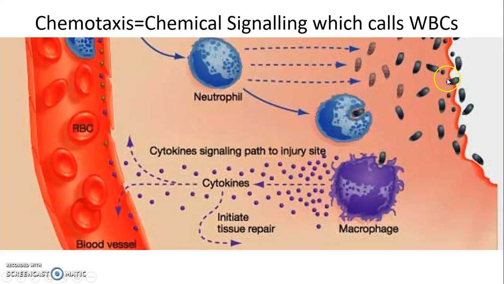Notice over here there's a wound and bacteria have entered. That's why they're in trouble. And the neutrophils and other white blood cells will hear that alarm, will travel to the area of infection and exit the blood vessels and come help. Here's a neutrophil ingesting some bacteria.